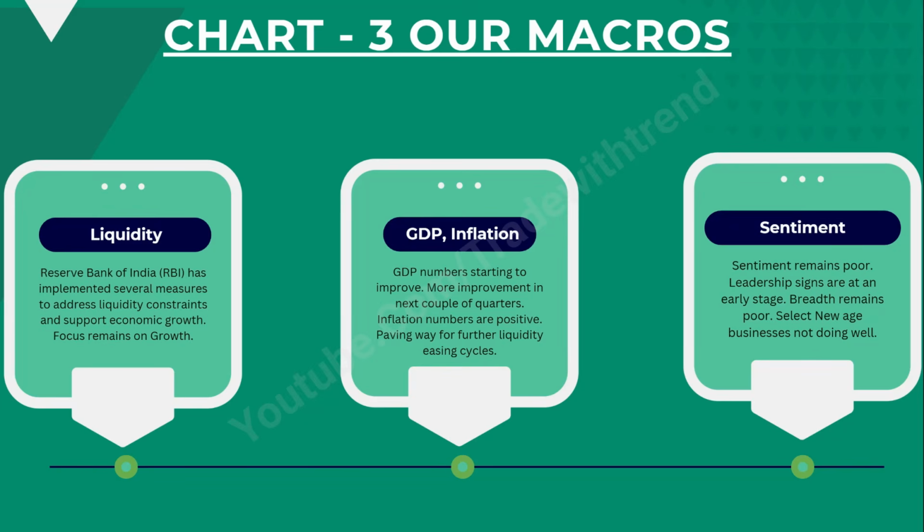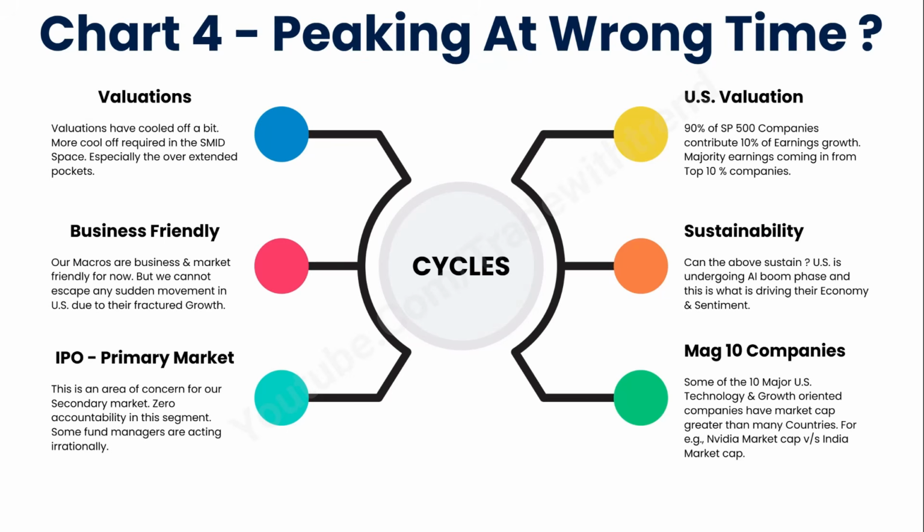The next chart is about our own macro. I won't spend a lot of time here because when it comes to our own macro, when it comes to liquidity, GDP, inflation, everything is in line. Everything is in favor of stock markets. And GDP is also set to improve. Our earnings is set to improve. It is just that the sentiment is not great. Sentiment is not great because of obvious reasons also. The world is chasing different kind of stories these days, and India does not have those things to offer. I'll explain that in a bit.